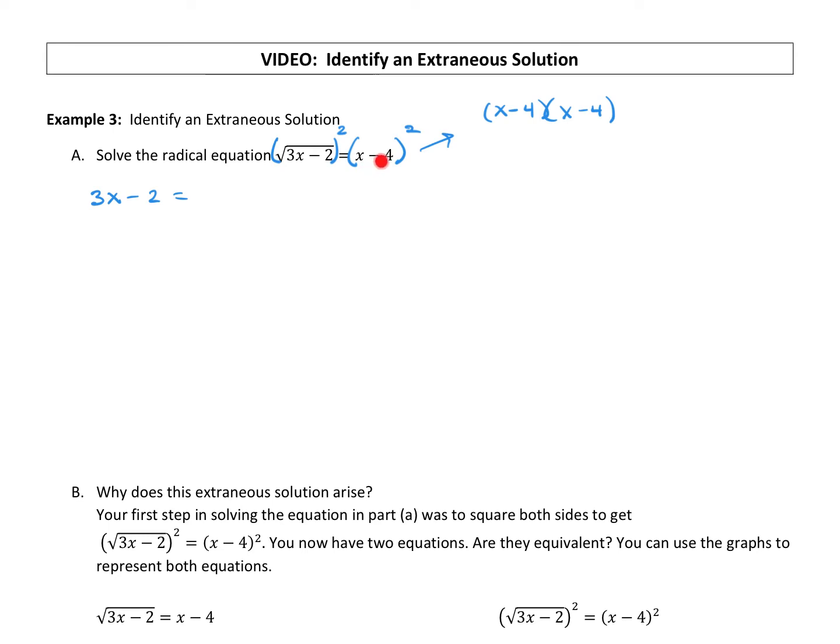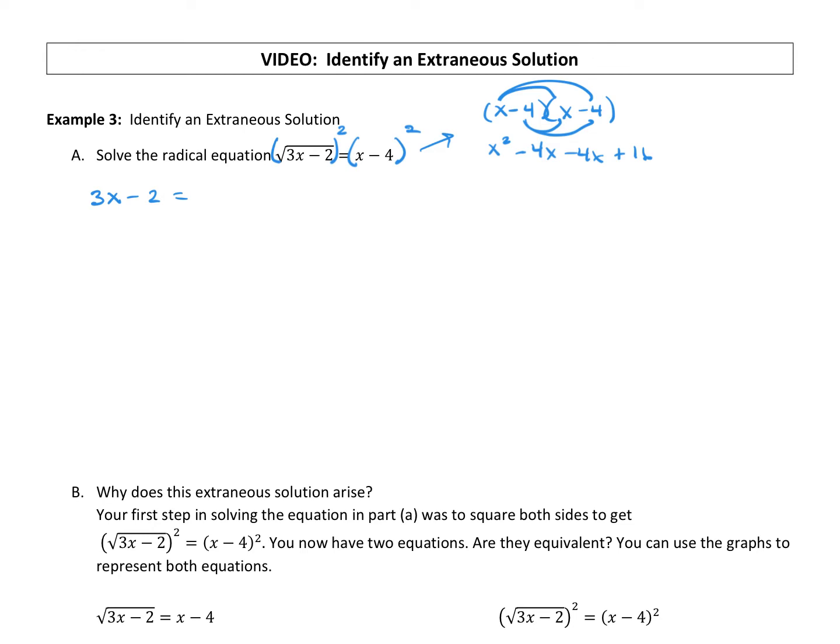Just a nice little hint, if you see any addition or subtraction inside parentheses, you cannot bring your exponent in. You get the wrong answer. So please be very, very careful about that. All right, we're going to multiply this out. X times x, x squared, x times negative 4, negative 4 times x, and negative 4 times negative 4 is positive 16.